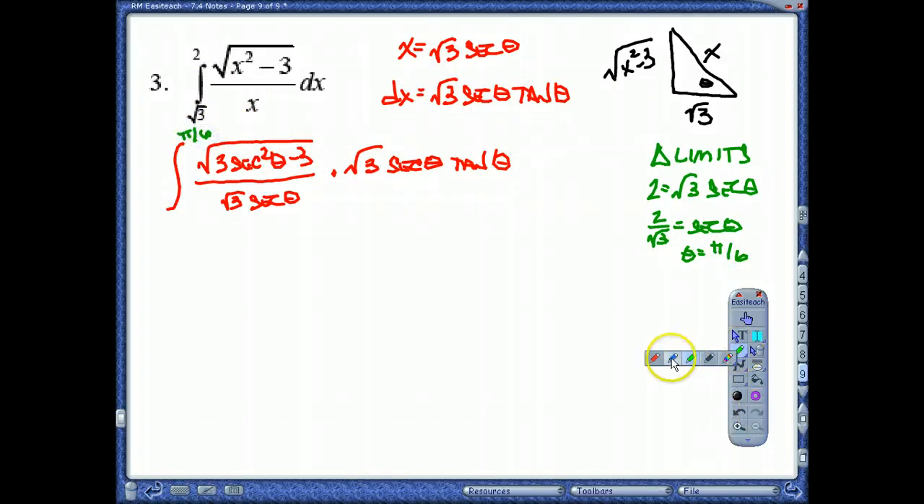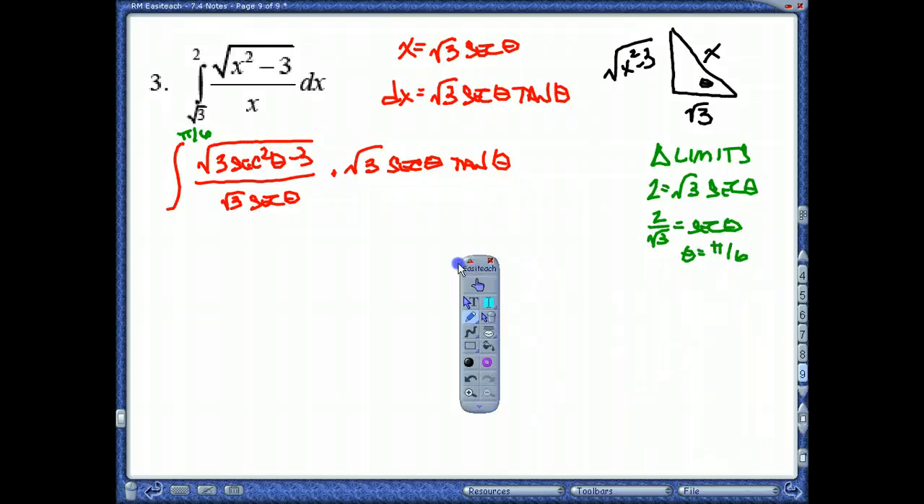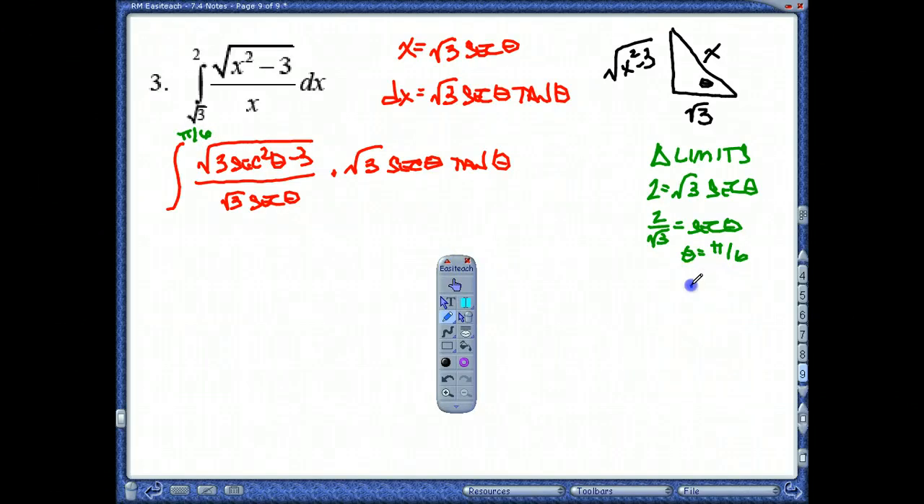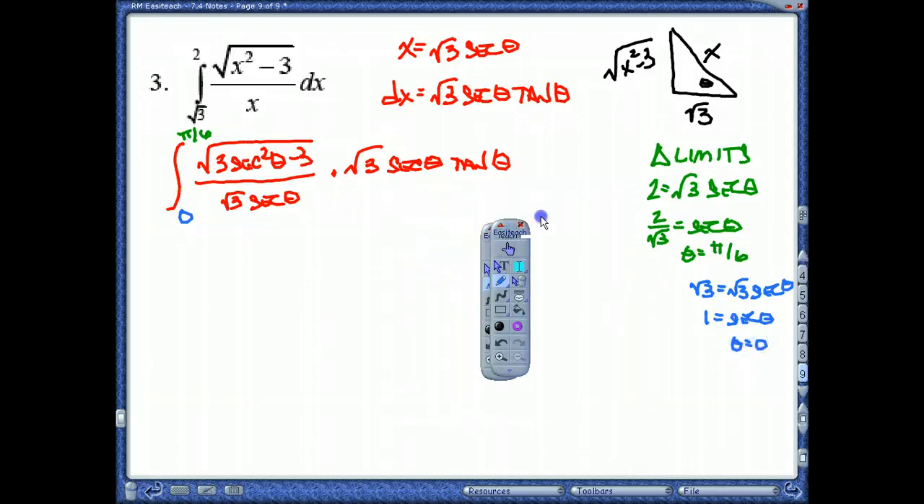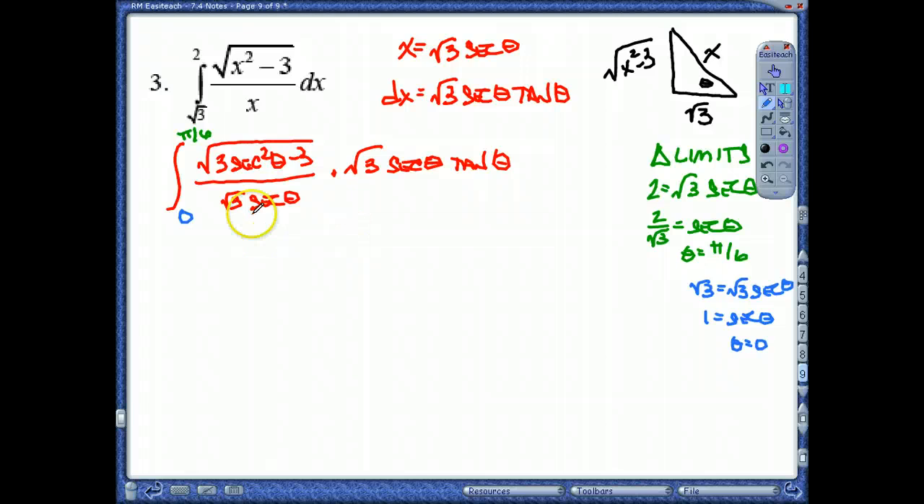And then for the next limit, oh my goodness, I'm going to run out of room. We've got square root of 3 equal to square root of 3 secant theta. So we're looking at where secant of theta is equal to 1, which is at 0. So I have these now. I don't have to go back to the x world if I don't want to. So really, I don't need this triangle after all because I'm not going back to the x's.